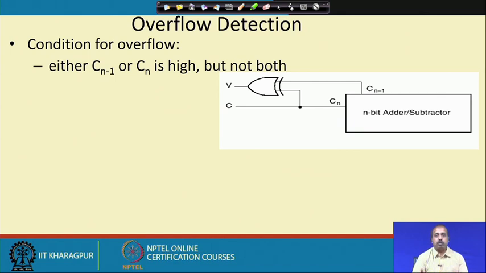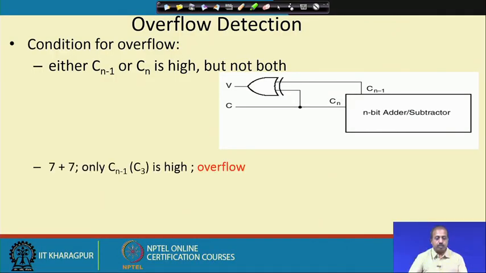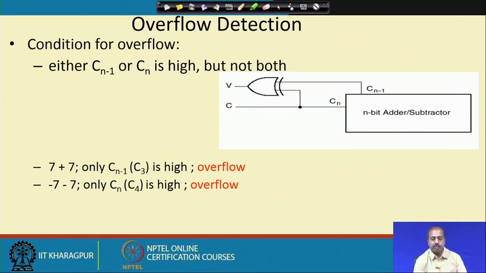If you make a summary of all the cases that we have seen previously, you will see that it comes to this conclusion: C n minus 1 or C n should be high, but not both. That is the condition for overflow. In 7 plus 7, only C3 is high, C4 is not high, so that is an overflow. In -7 minus 7, C4 is high, but C3 is not high, so that is also an overflow.